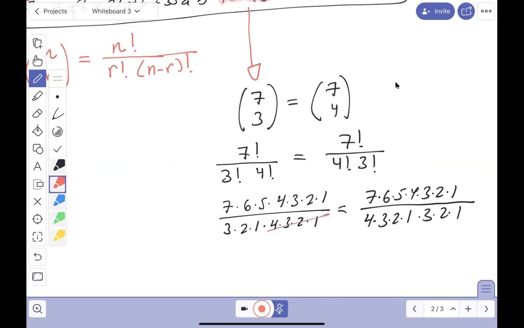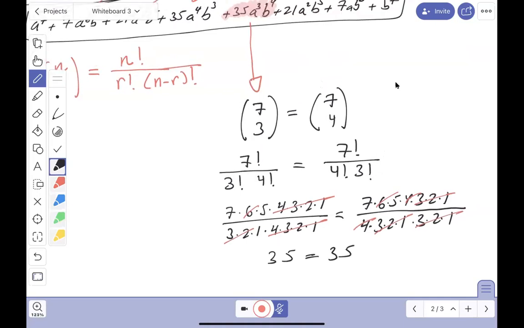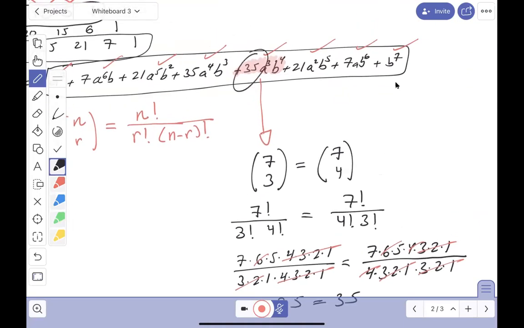Let's see, 4, 3, 2, 1. That cancels off. 3 times 2 is 6. That cancels off. And what are you left with? 35. All right, let's do the other one, see what happens over there. Well, 3 times 2 times 1 cancels off, 4 cancels off, 3 times 2 times 1 is 6, and 7 times 5 is 35. No surprise there. Why is that? We said it was going to be 35.